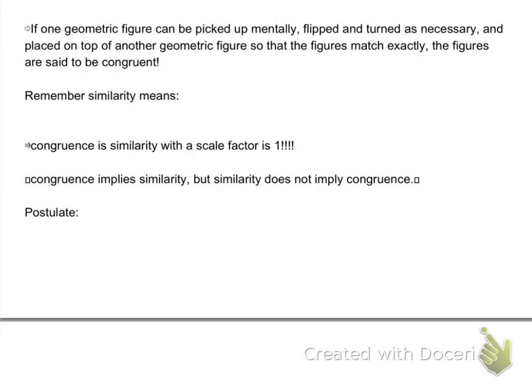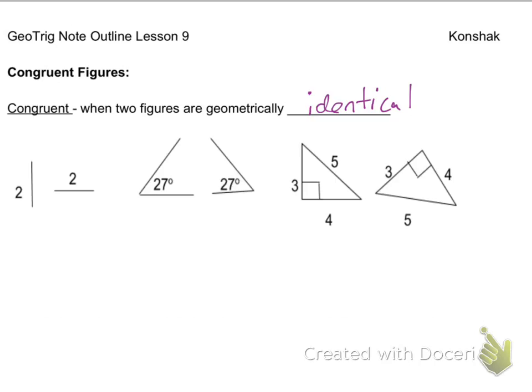So, how can I know if something is congruent or not? I can pick one of the figures up mentally, guys, in my head. I can flip it, I can turn it as necessary, and place it back on top of the other. Going back, could I take this line segment and turn it 90 degrees and place it right on top? Yeah. Would you even notice there were 2 of them? No. That's what makes them identical or congruent, okay? In every aspect.